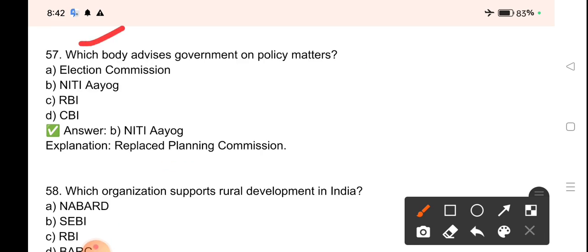Which body advised government on policy matters? Niti Aayog. Niti Aayog advises the government on policy matters. Replaced Planning Commission.